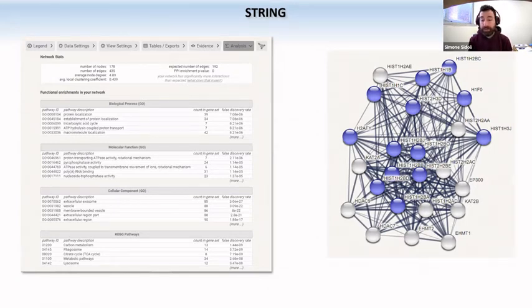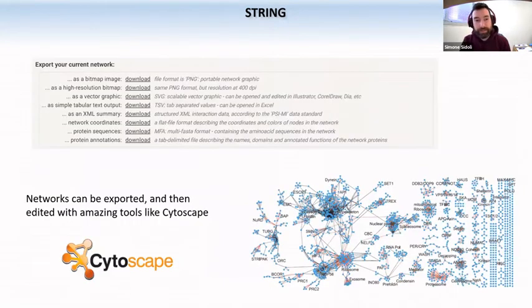When you analyze any kind of cell, you're not going to see all proteins. You're only going to see proteins that are more specific for that cell type. And then STRING data can be exported.